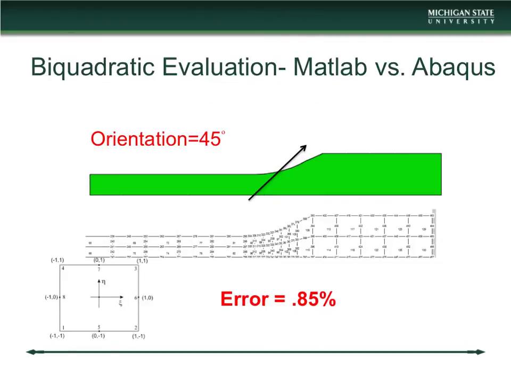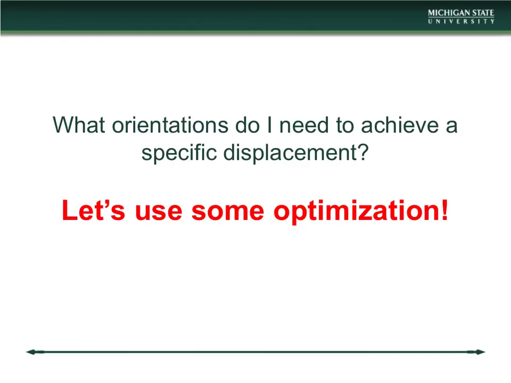In addition, we tried a biquadratic evaluation versus Abaqus. We tried just 45 degrees and found that our error was 0.85%. We think this error is higher due to the differences in integration between Abaqus and ourselves. We also tried some optimization.